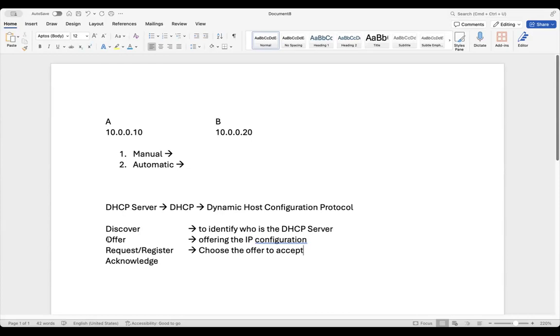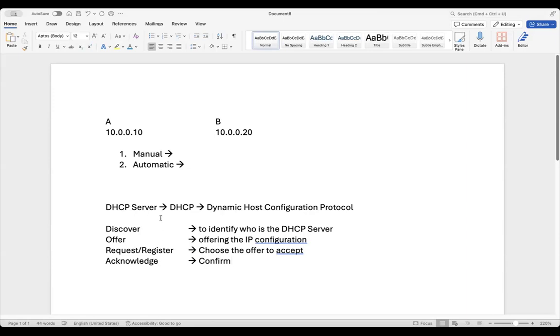If you believe that the offer is good for you, then you will be joining the company, right? While you're joining, a joining letter will be there. Similarly, even if it is a single offer, the user machine needs to request, register or accept this particular offer message. So the user has accepted to use the IP configurations shared by the DHCP server. Upon receiving this message, the acknowledgement is going to confirm the IP-related configurations to the user machine.